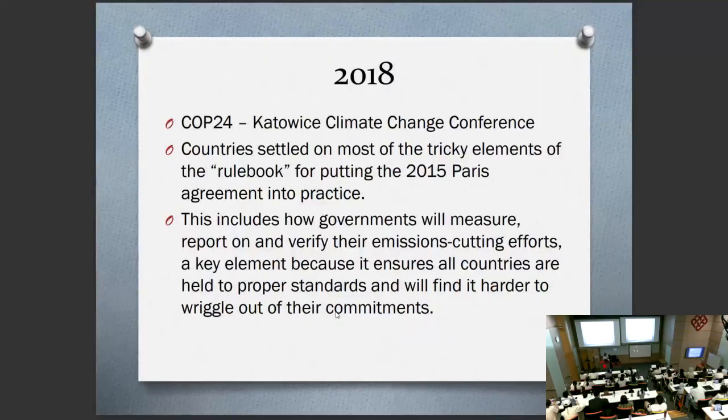In the year 2018, we had the Katowice Climate Change Conference. Countries settled on most of the tricky elements of the rule book for putting the Paris Agreement into practice. So it includes how governments will measure, report on, and verify their emissions cutting efforts. A key element because it ensures all countries are held to proper standards and will find it harder to wriggle out of their commitments. So this agreement is more about setting guidelines on how to assess and report carbon footprint.